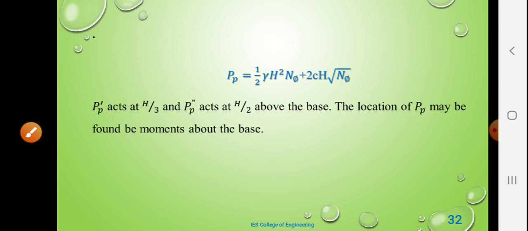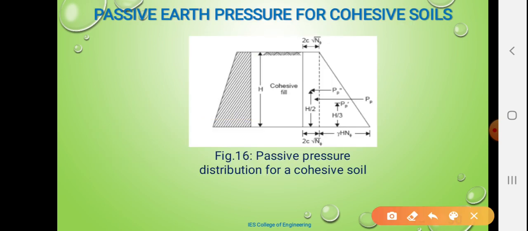So Pp equal to 1 by 2 gamma h square N phi plus 2ch root of N phi. That means 1 by 2 into this term into this height, plus 2c root N phi into h.